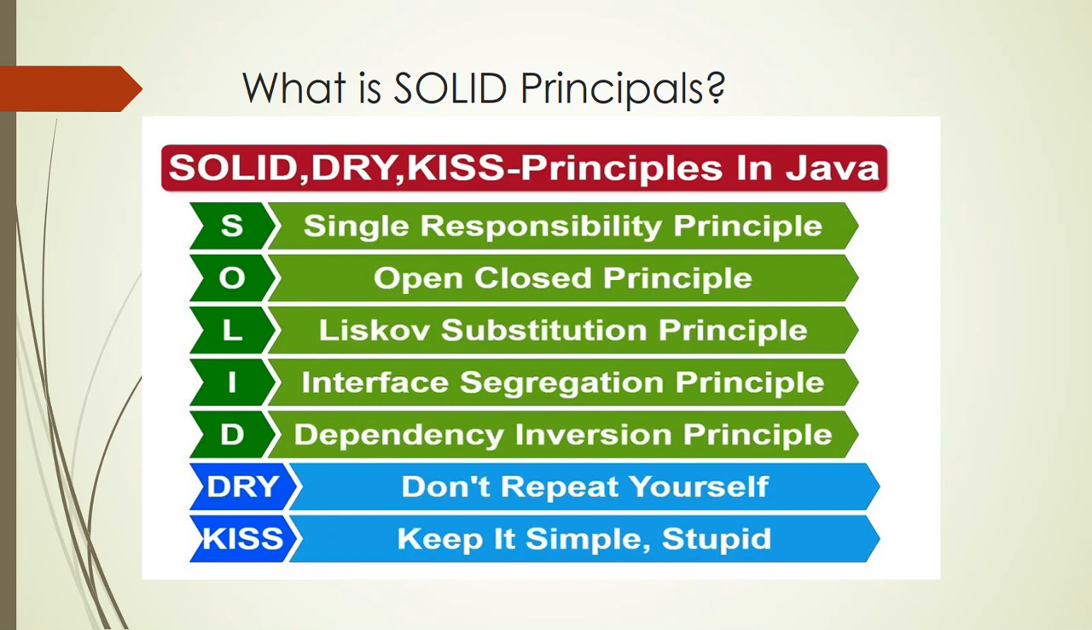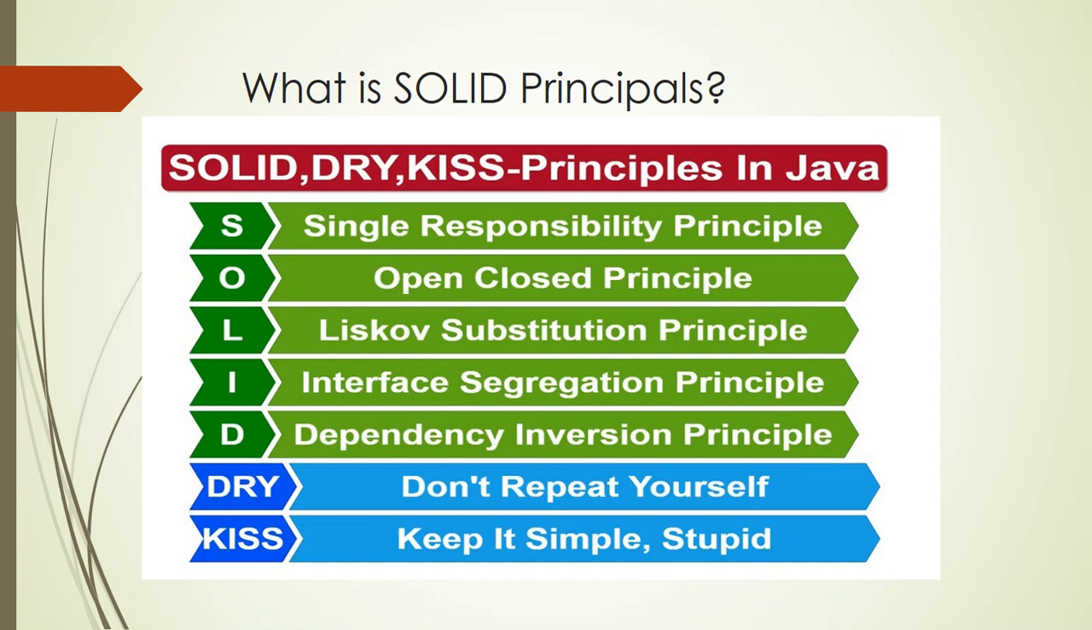What is SOLID principle? This is most of the time asked after design principles. What is SOLID? S is for single responsibility, O is for open closed, L is for Liskov substitution, I is for interface segregation, and D is the dependency inversion principle. Out of the five, Liskov substitution is the most important. Most of the time the interviewer is going to ask you what is the Liskov substitution principle. So prepare each of the principles in detail.